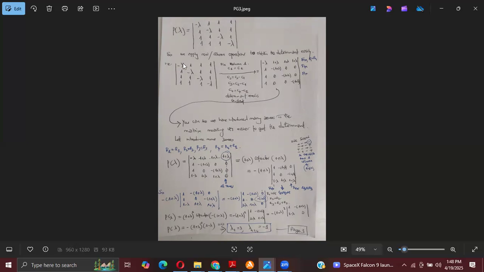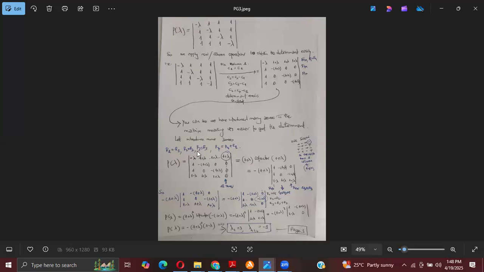If you perform that, you can see the first column is the same. The second column will be 1 minus lambda, then 1 plus lambda, then minus lambda minus 1, and then 0, 0, and the others, the same thing occurs. So you can see that now we have introduced zeros in the matrix, meaning that it's easy to get the determinant. So now the next thing, I use the rows.